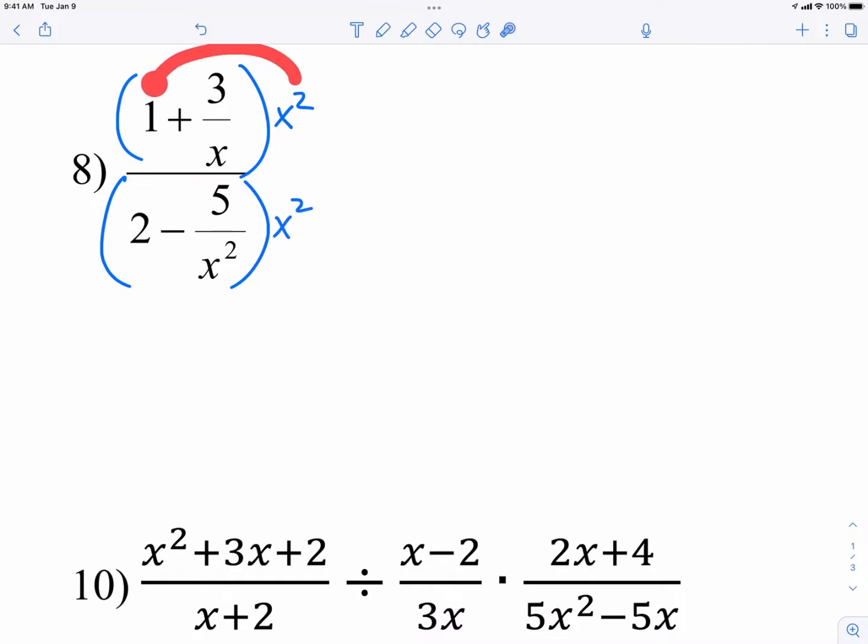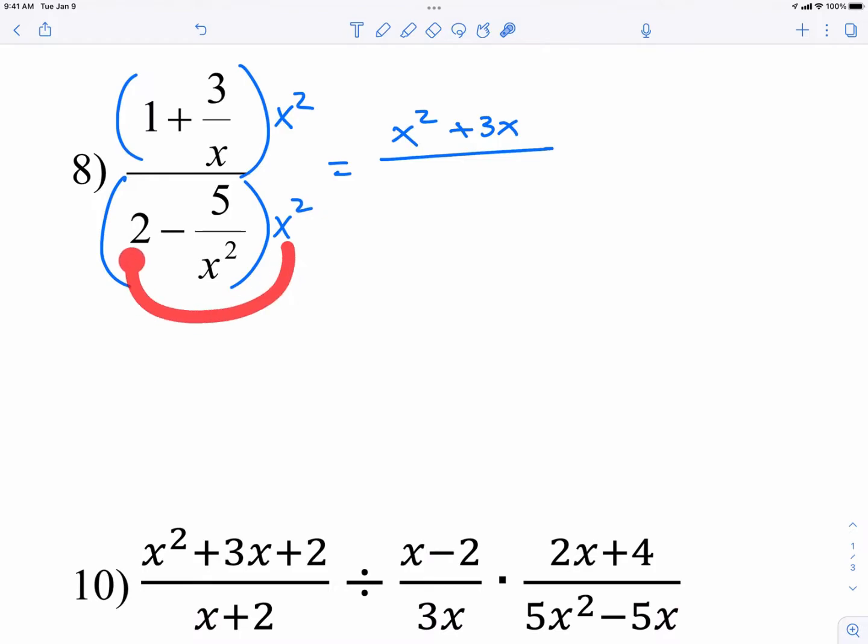So distributing, x squared times 1 is x squared. X squared times 3 over x is going to leave you with 3x, and that's because this x on the bottom cancels with one of those x's on the top, leaving you with x times 3. Then in the denominator, x squared times 2 is 2x squared. And then x squared times 5 over x squared, well, that's going to cause these x squareds to cancel each other, leaving you with minus 5.